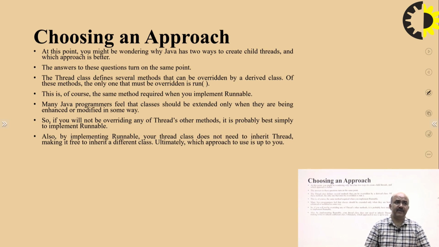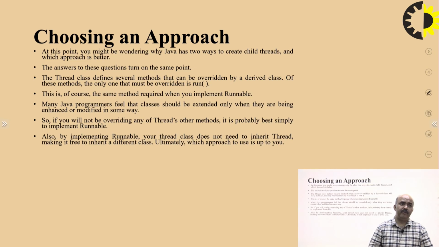The Thread class defines several methods that can be overridden by the derived class. Of these methods, the only one that must be overridden is run. Of course, the same method is required when we implement Runnable. Many Java programmers feel that classes should be extended only when they are being enhanced or modified in some way.